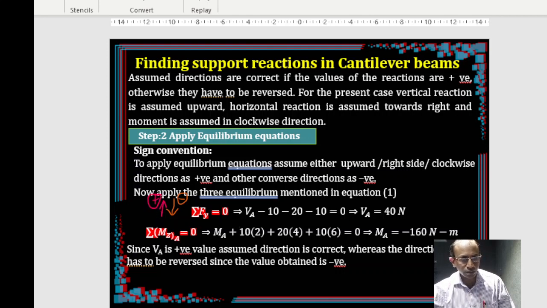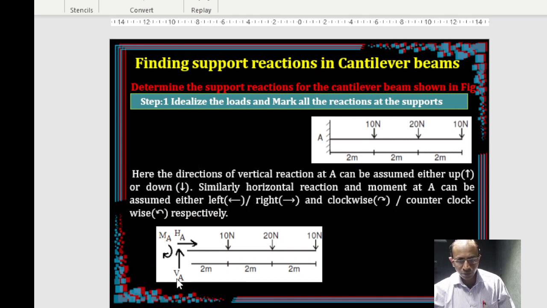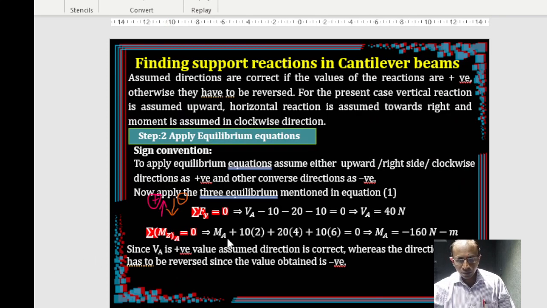So if you look at our diagram here, what are the upward forces acting? There is only Va, nothing else. So Va is plus Va, and the rest of the things are negative: minus 10, minus 20, minus 10. We are referring to the vertical direction only, remember. Upward forces are only one, that is Va. So plus Va, minus 10, minus 20, minus 10, that's what is written here. So Va equal to 40.